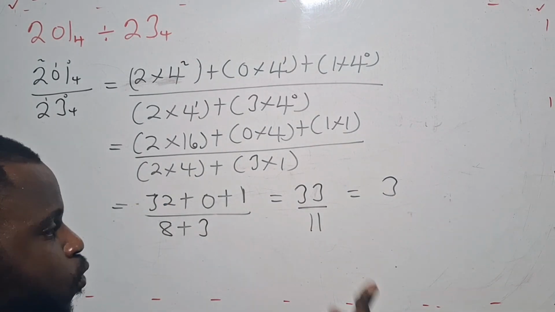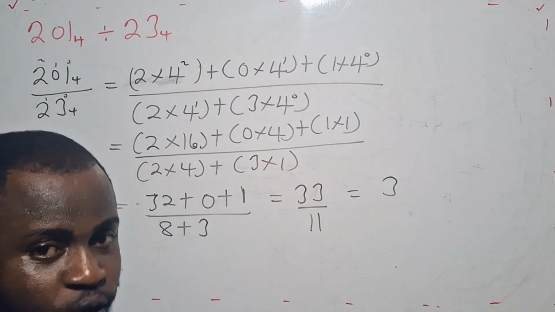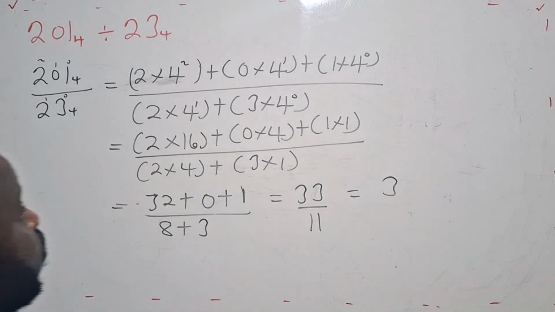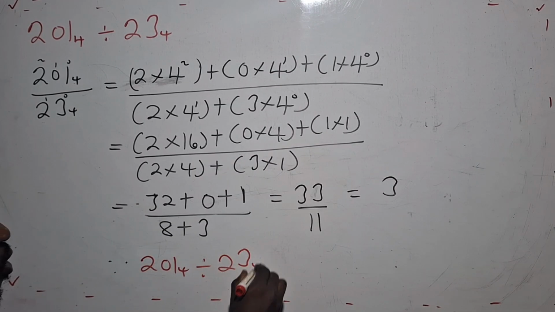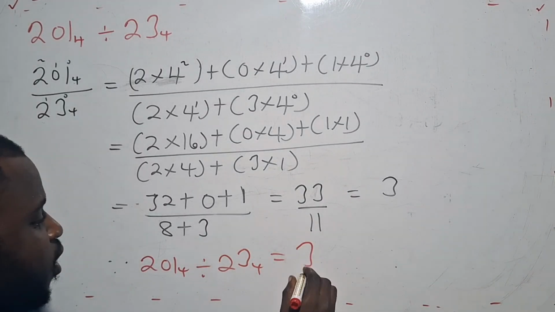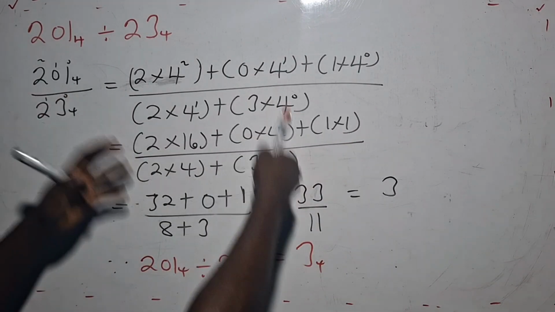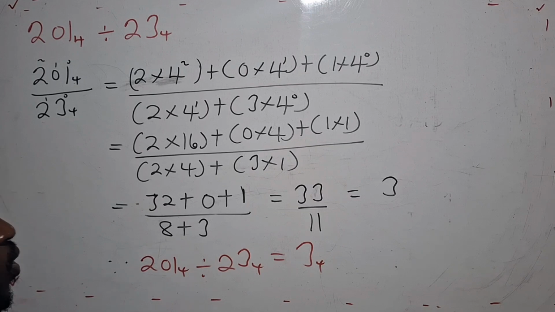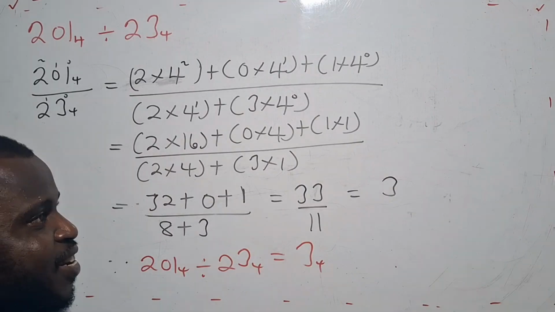So assuming we got 4 and above, it means we have to change it to base 4, or this is what I was talking about. So here we conclude by saying that 201 base 4 divided by 23 base 4 is going to give us 3. You can add the base 4 to it. So this is how we solve it. The other one, you saw how I did it. Then you can use this method to solve it. All of them, you get the same answer. So let's take the next question.